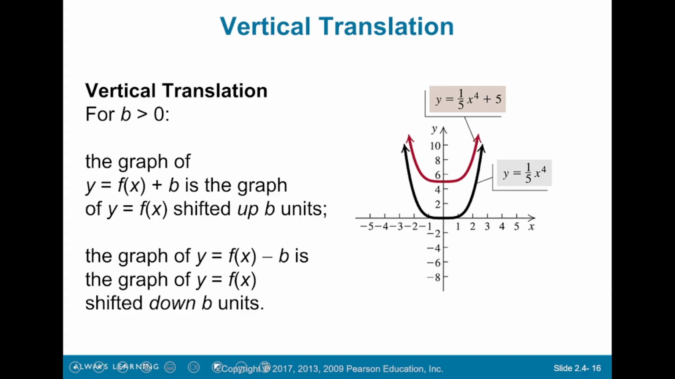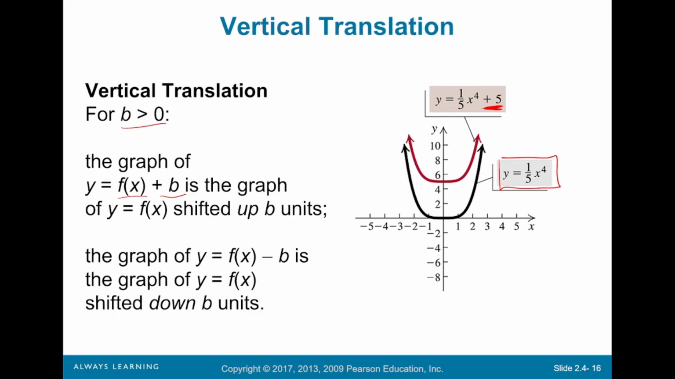So for a vertical translation, if we have some positive b value, we take our function f and we add b, that's the same thing as if we had shifted up b units. So if we take some core function that looks like this, and we shift it up by 5 units by adding 5 to it, the new graph will look exactly the same as the old graph, just moved up 5 blocks on the graph.